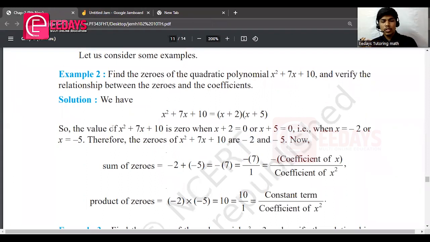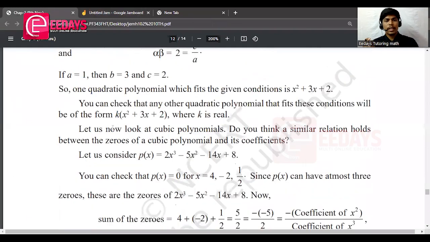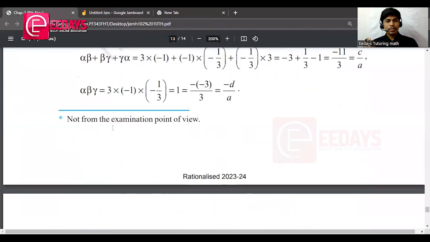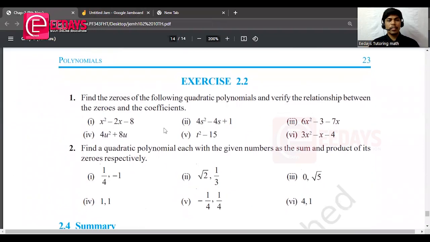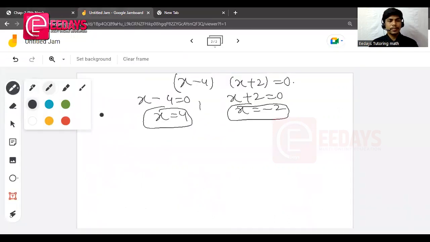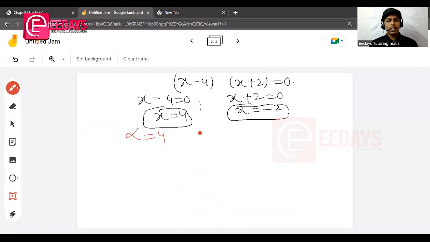Let's do one thing. So now the verification part. After getting the zeros, what do we need to do? We have to verify the relation between zeros and coefficients. Now we can confirm that alpha is equal to 4 and beta is equal to minus 2. So these are the two zeros.